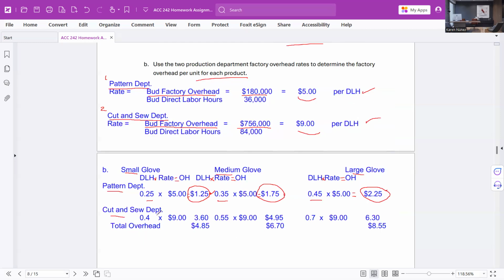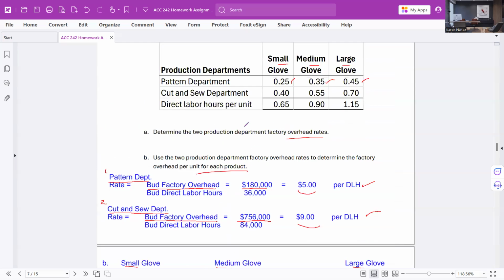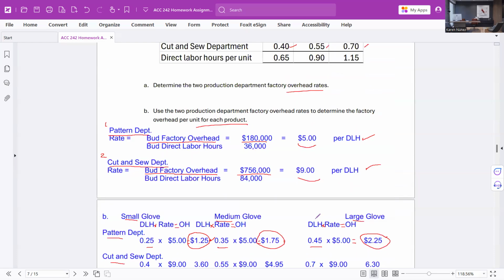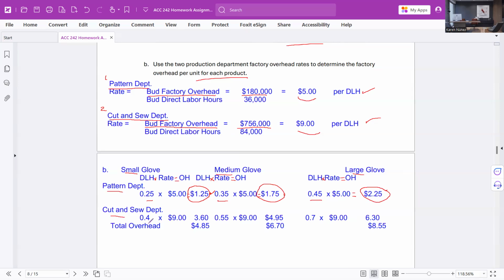And we do the same thing for the cut and sew department. We take the activity times the rate. Only for the cut and sew department, it's 0.4 for small gloves and the rate is $9. 0.55 for medium gloves, the rate is $9. 0.70 for large gloves and the rate is $9. So we do the same thing, right? It's the activity times the rate gives us the overhead. In this case, $3.60. In this case, $4.95. And $6.30.